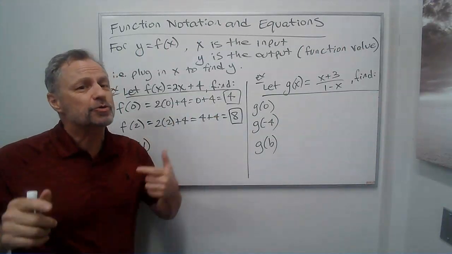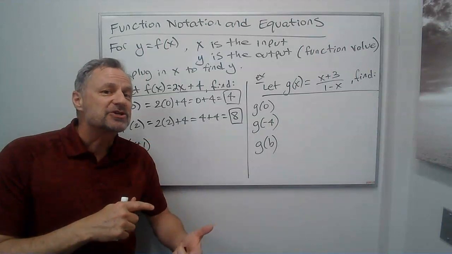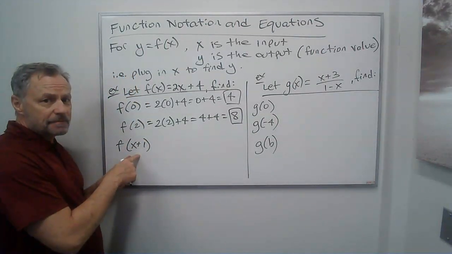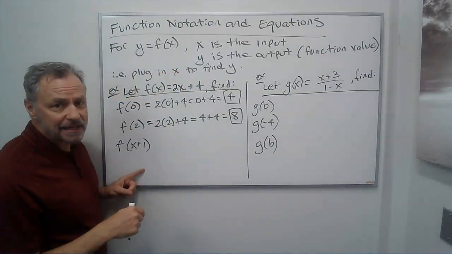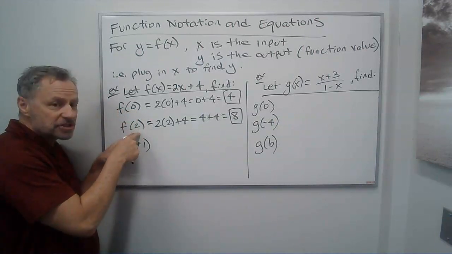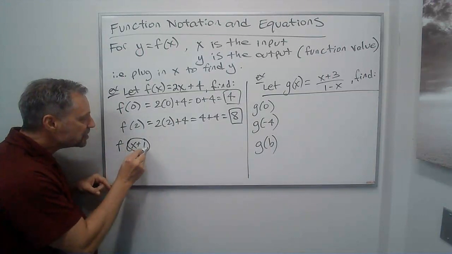Now this one's a little bit tricky and it confuses students a lot and they do it wrong. I want to help you out, make sure you do it right. Be careful. f of x plus 1 doesn't just mean f of x and then add 1 at the end. The x plus 1 is in parentheses, just like the 0, just like the 2. x plus 1 is my input.